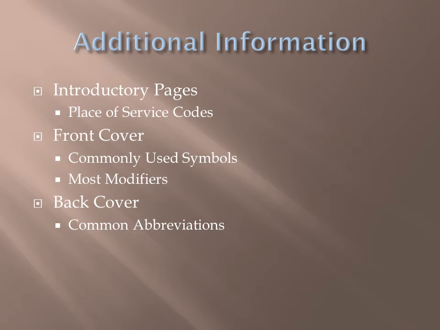Additional information. Introductory pages. These are at the beginning of the book. They will have a list of your place of service codes. Your front and back covers will contain some commonly used symbols, and most of your modifiers will be listed there on the front cover. The back cover will have your common abbreviations.